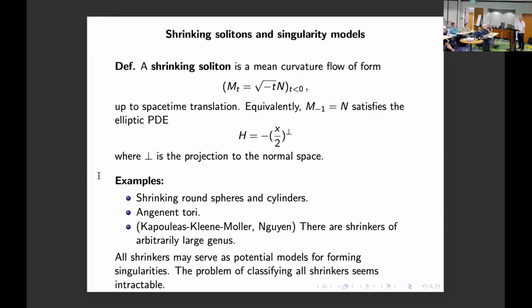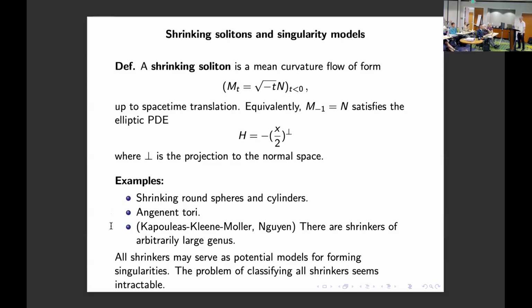All right. So we already saw examples of shrinking solitons. We already saw the shrinking round spheres and shrinking round cylinders. So those are shrinking self-similarly. Angenent discovered examples of tori, which, unlike the marriage ring that collapses to a circle, shrink in a self-similar way and collapse to a point. Okay, so those were discovered a long time ago.